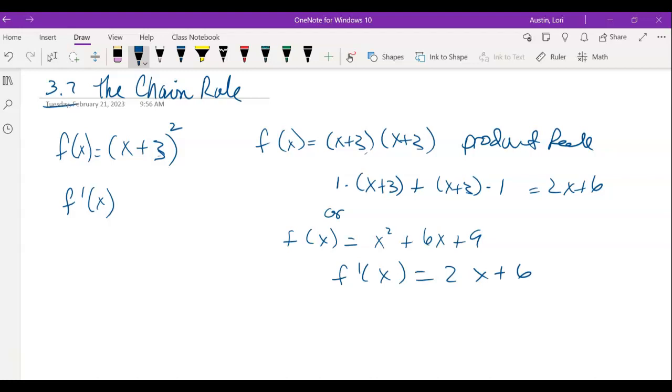But what if I want (x plus 3) to the 10th? The power rule only applies if it's a single term. You can't just... we're going to use that idea though. Yeah, we're going to use chain. We're going to use something called the chain rule, which allows us to use our power rule.